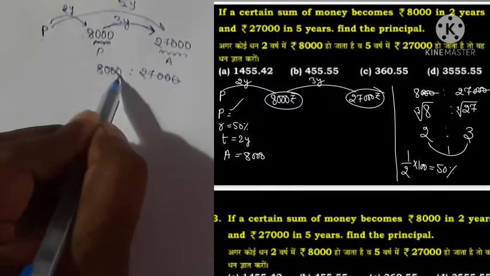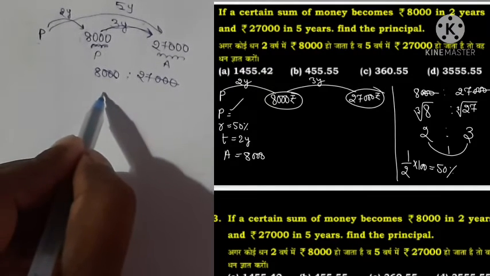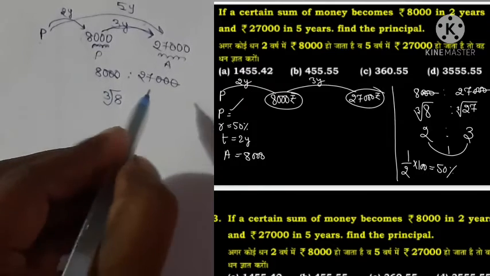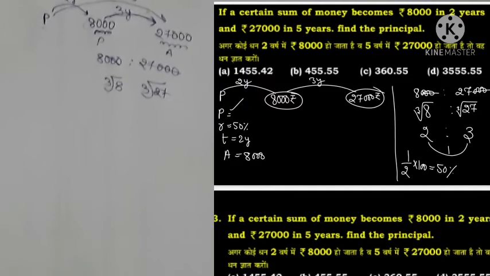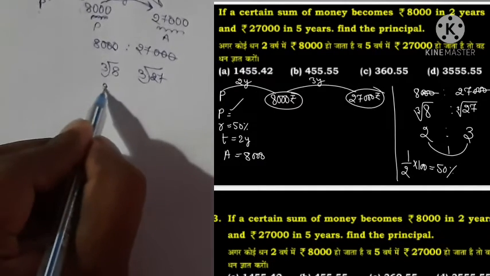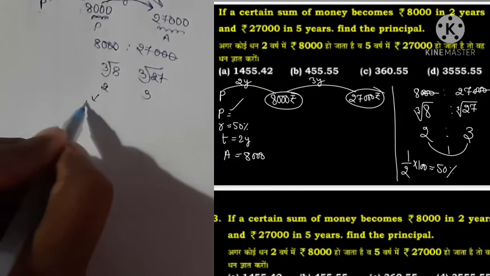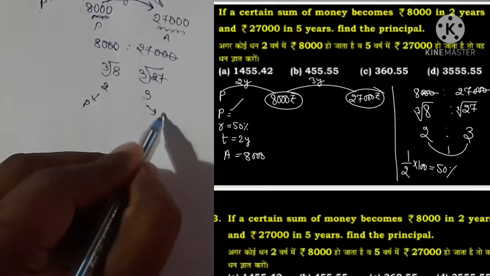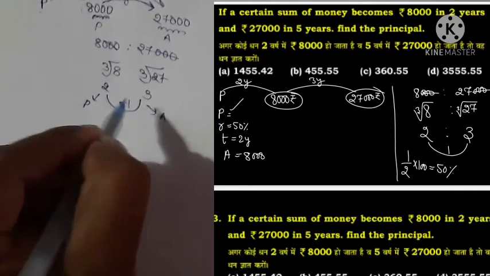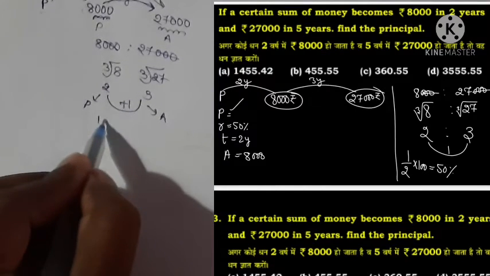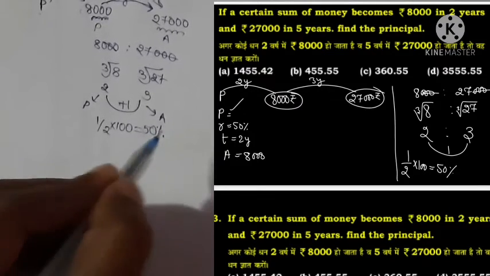So 3 zeros cancelled. So for 1 year, the principal and amount are the cube root of 8 and the cube root of 27. So its value is 2 3. The principal is 2 and the amount is 3. So this value is increased by 1. So the rate of interest is 1 by 2 into 100. That value is equal to 50%.